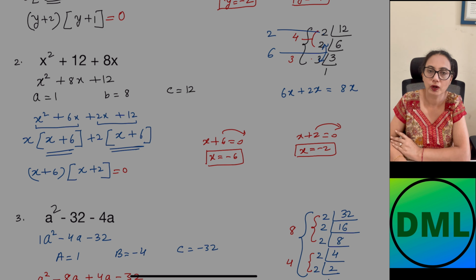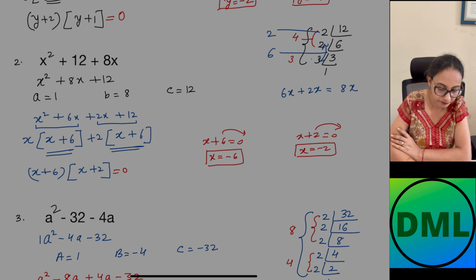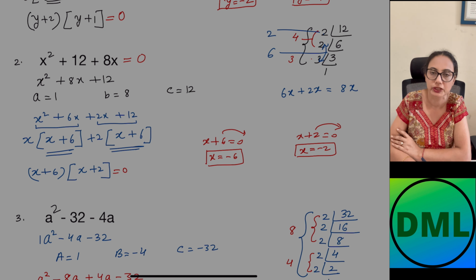If they tell you to solve the quadratic equation, that means they give you x square plus 12 plus 8x is equal to 0. You need to solve that. So the same way you have to find the factors of this equation and equate them to 0, and you have to get the answers as x is equal to minus 6 and x is equal to minus 2.